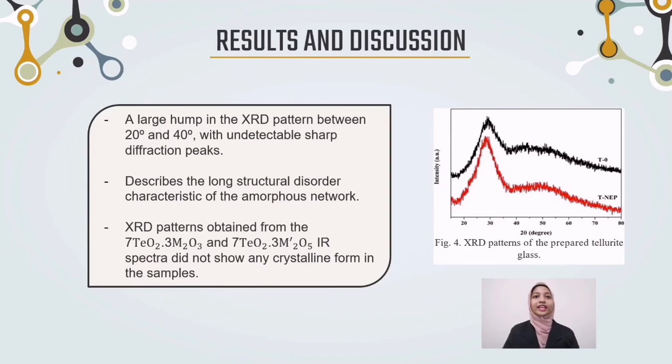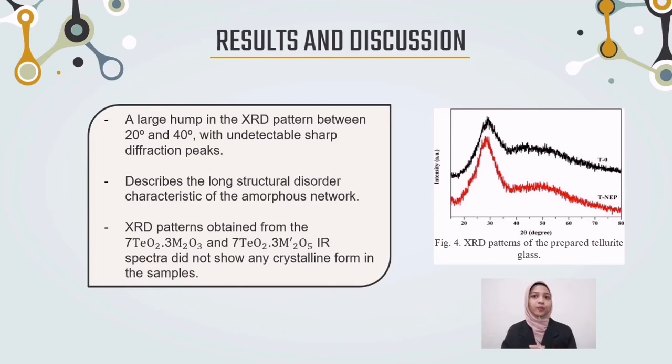Figure 4 shows the XRD pattern for the prepared tellurite glass sample. As you see in the figure, there is a large hump in the XRD pattern between 20 degrees and 40 degrees with undetectable sharp diffraction peaks, right? Well, actually it describes the long-range structural disorder characteristic of the amorphous network, which is common of materials in the amorphous state. Besides, the processed tellurite glass thus has a non-crystalline structure.